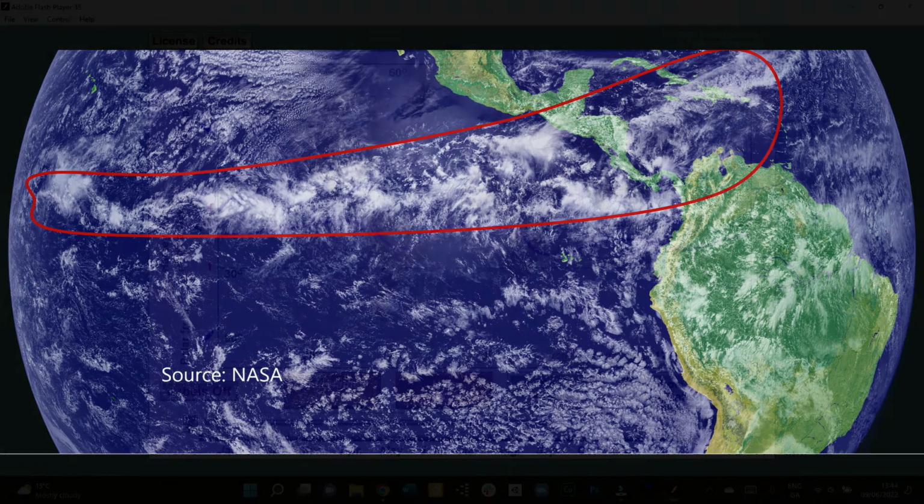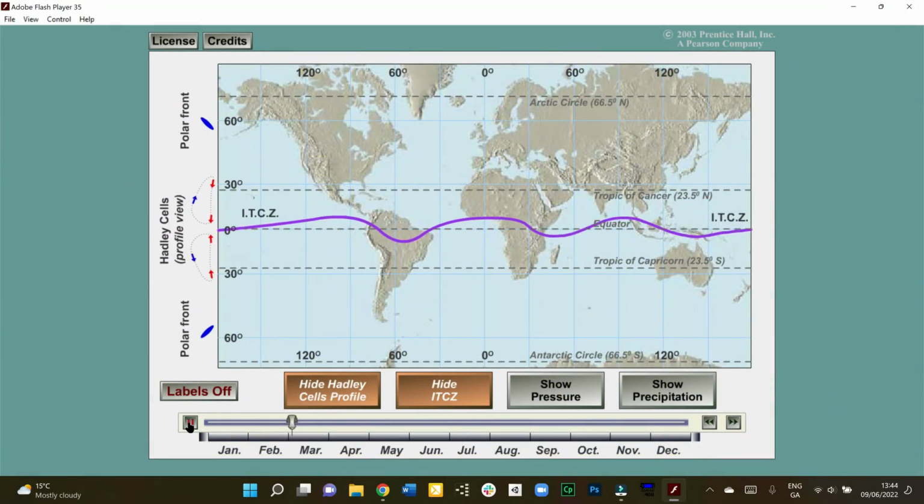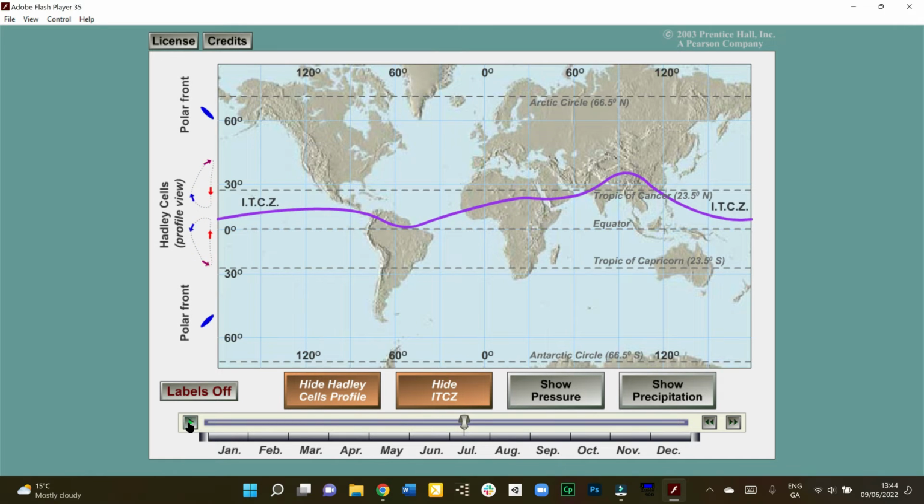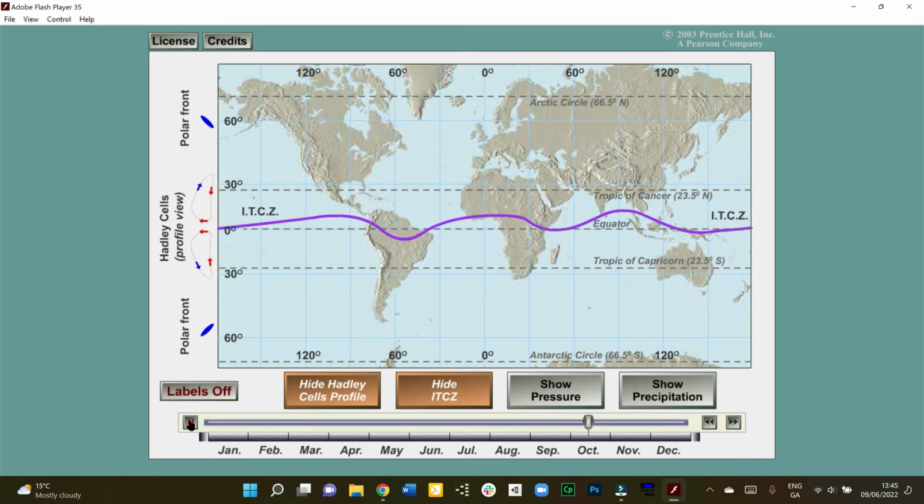Starting in January, the ITCZ is mostly south of the equator, but as we move into the summer, the ITCZ shifts north because the Sun's heat is also shifting to the north. By the summer solstice on the 21st of June, the ITCZ is mostly north of the equator. Also notice that the Hadley cells and polar fronts have also shifted north. As we progress into winter time, the Sun's heat pulls the ITCZ, the Hadley cells and the polar fronts back south again.